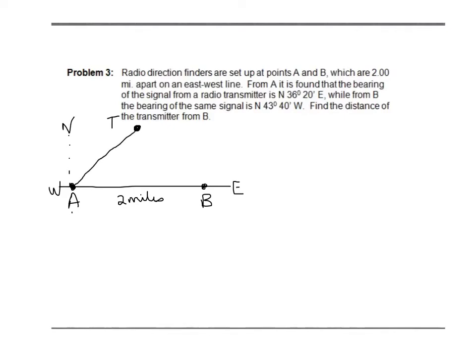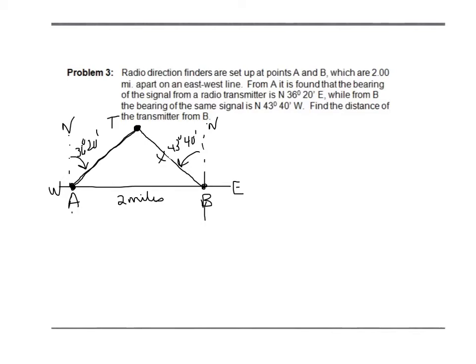So this angle right here is from the north, 36 degrees 20 minutes. From B, this is north, goes this way. The angle is to the west, not 36, 43, right, 43, 40. Okay, find the distance of the transmitter, that's T, from B, so I need to find this distance right here, that side.